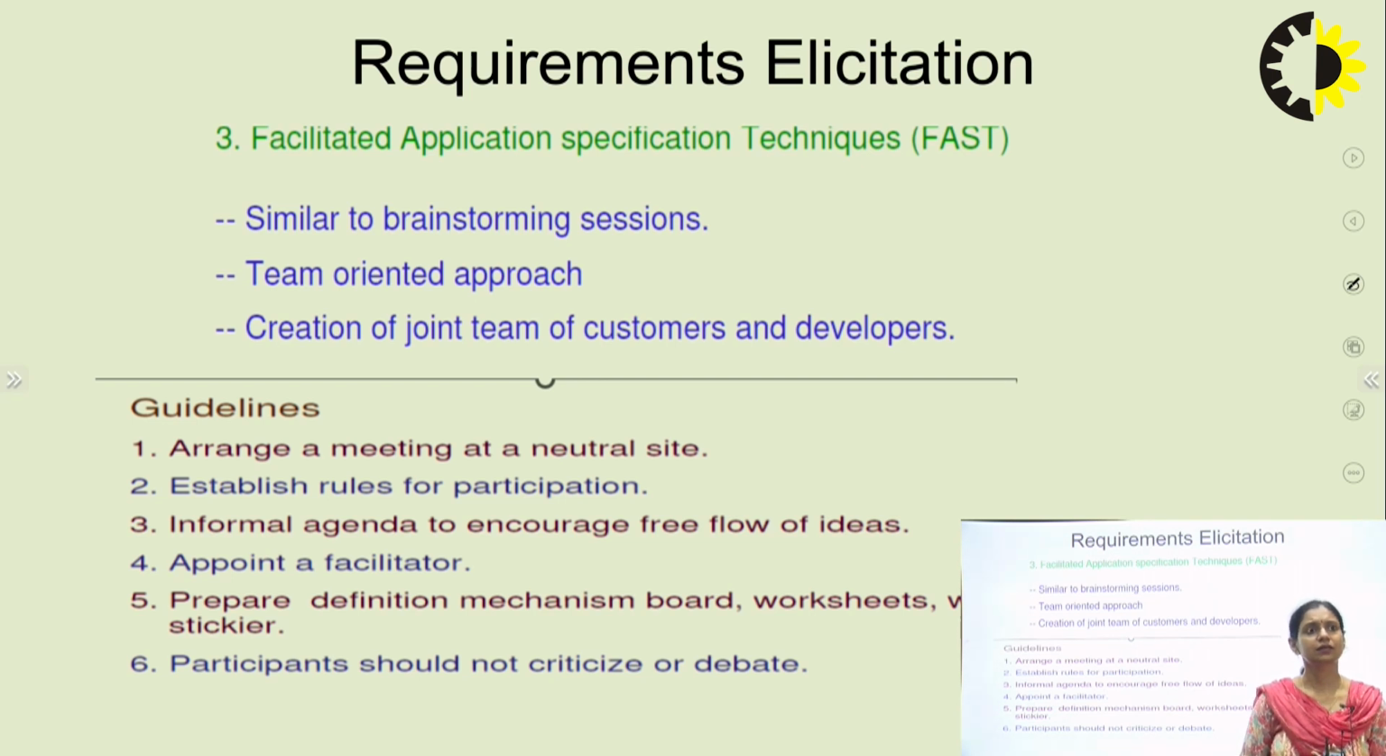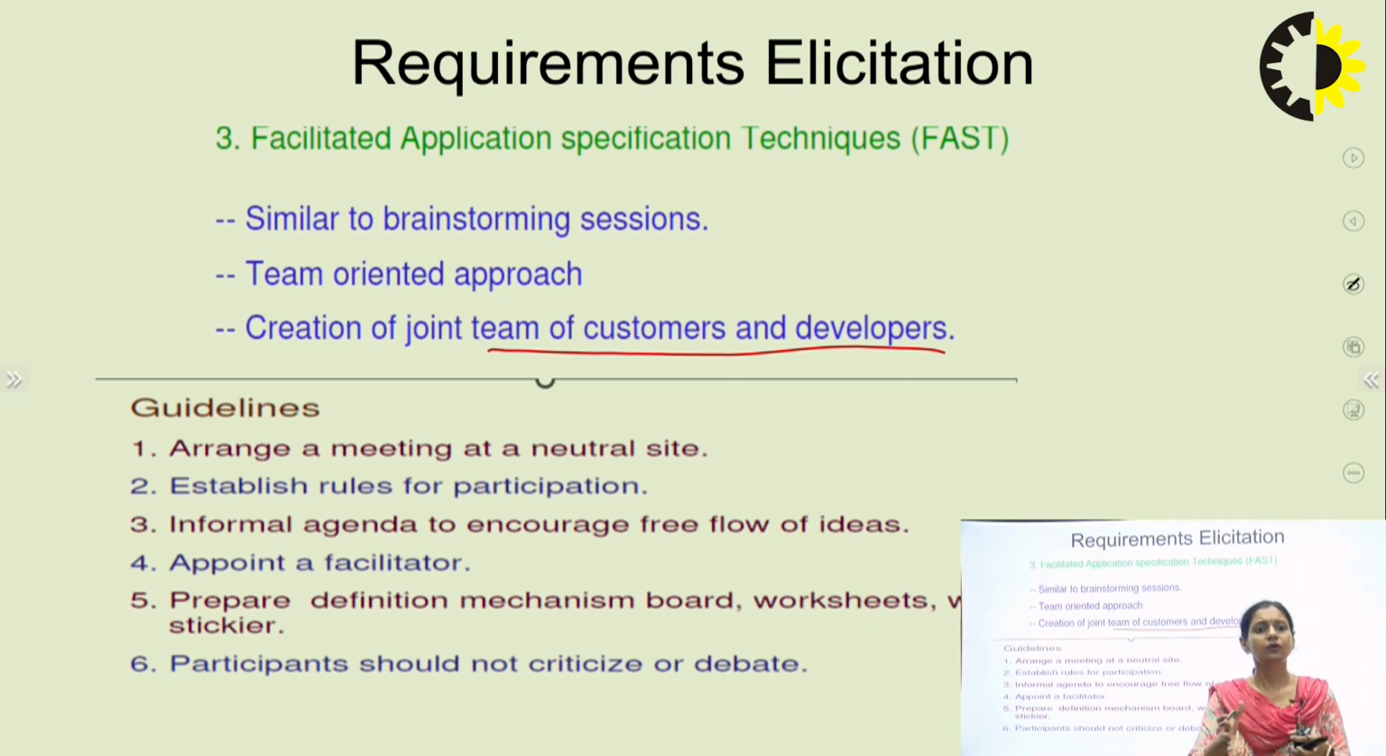Next comes FAST, that is, facilitated application specification technique. It is similar to a brainstorm session. Here, it is a team oriented approach. Different teams sit together, they analyze a problem, they find out the requirements, and then they proceed. Here, a joint team of customers and developers is created. It is not like only the customers are sitting, only the stakeholders are sitting, or only a certain set of people are sitting. It is everyone who is involved.